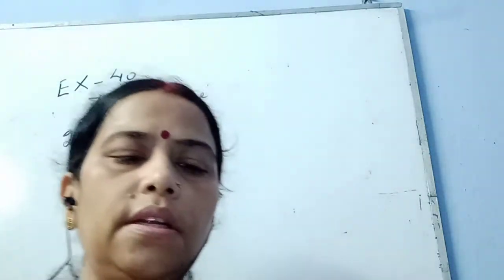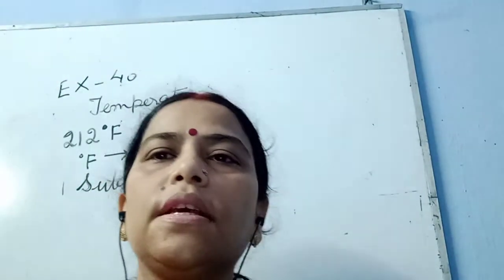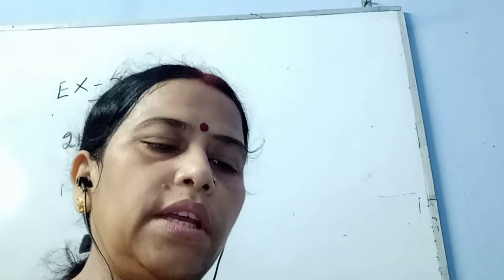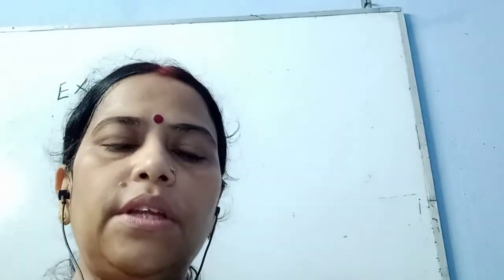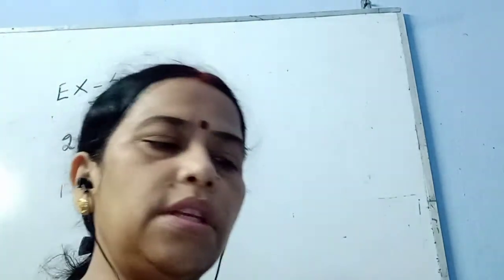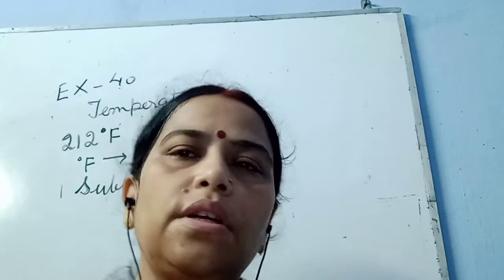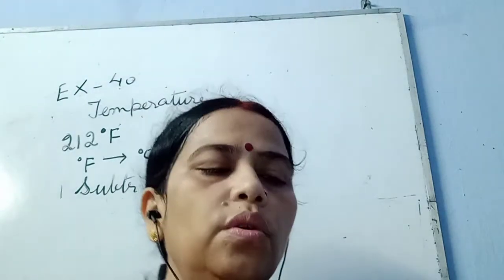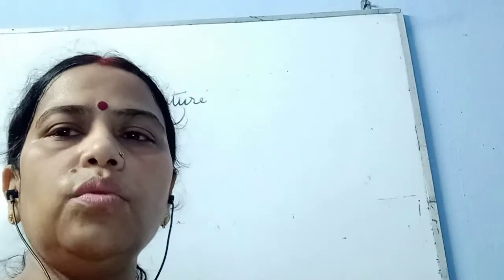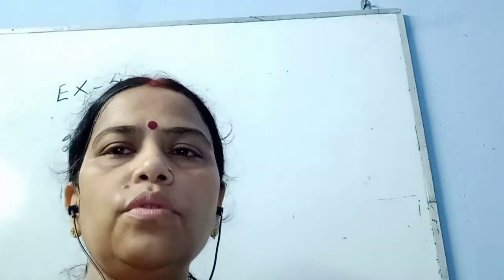Good morning, children. Today we are going to discuss exercise 40, question number 3 to 5. Here we have to convert the temperature given below to Celsius scale. The temperature has been given in Fahrenheit. We have to convert that temperature into Celsius scale. So let us see how to convert and what steps we have to follow.